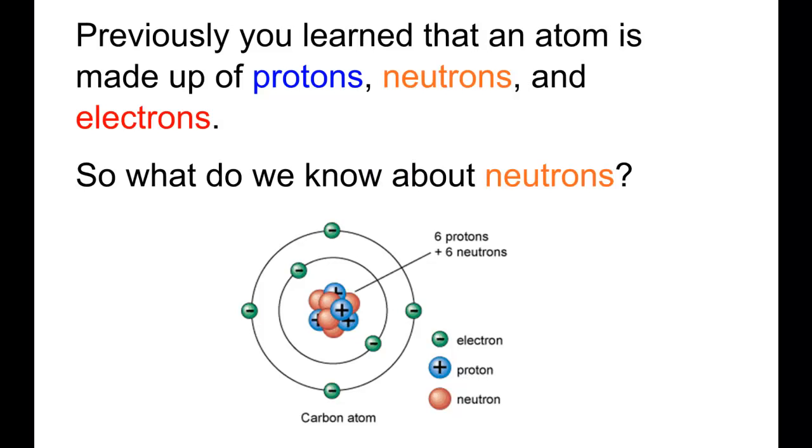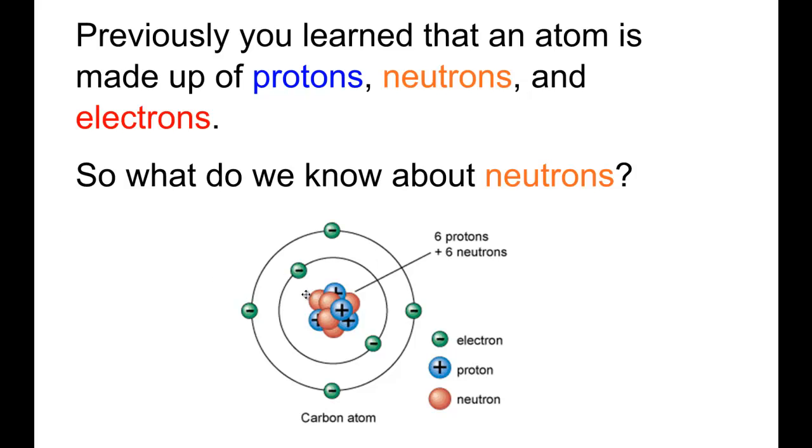Okay, so in previous videos we have learned about an atom and we just introduced it and said that an atom contains three subatomic particles, the protons, the neutrons, and the electrons. In another video I talked about the protons. So in this video we're going to talk about the neutrons. What do we know about them? What are they used for?